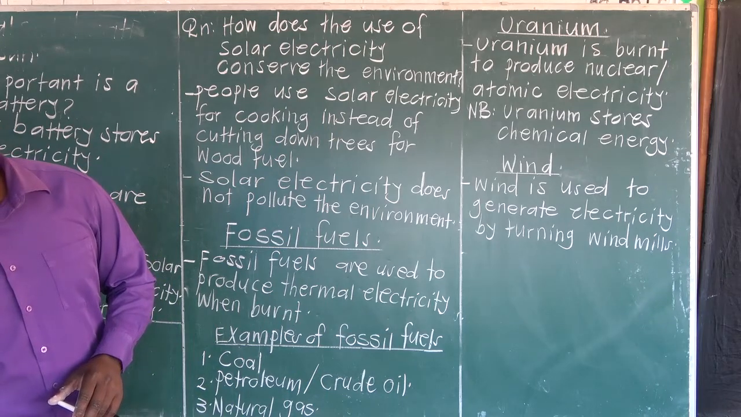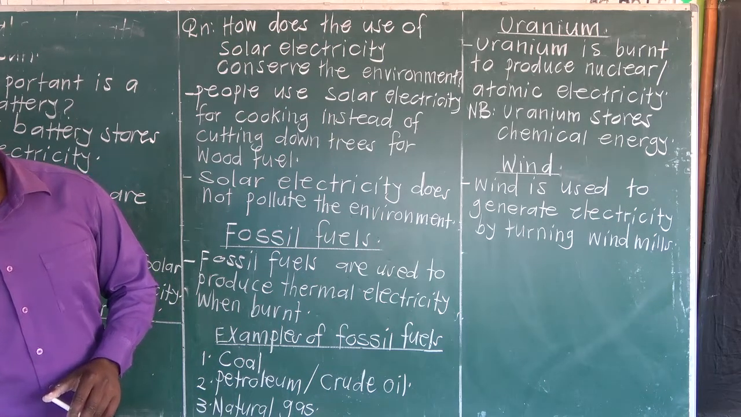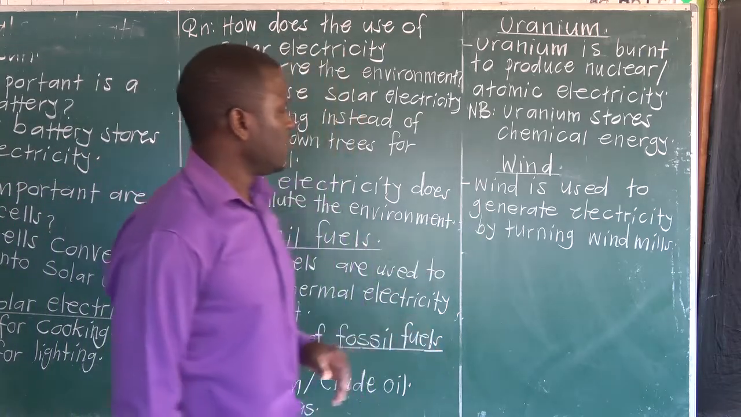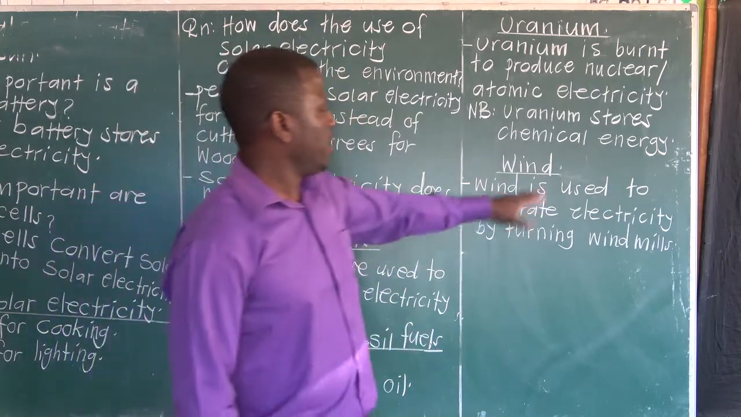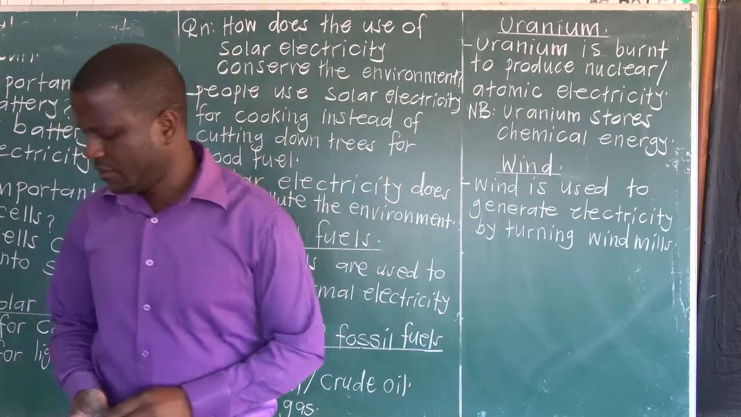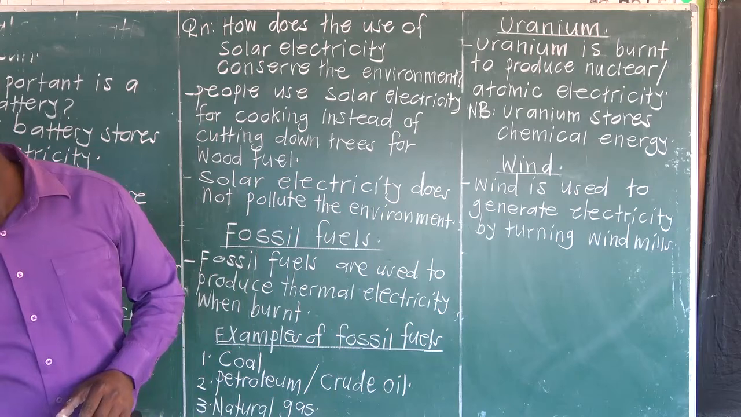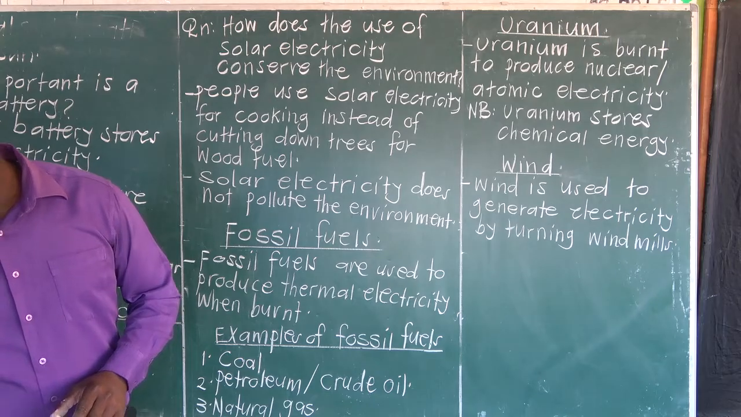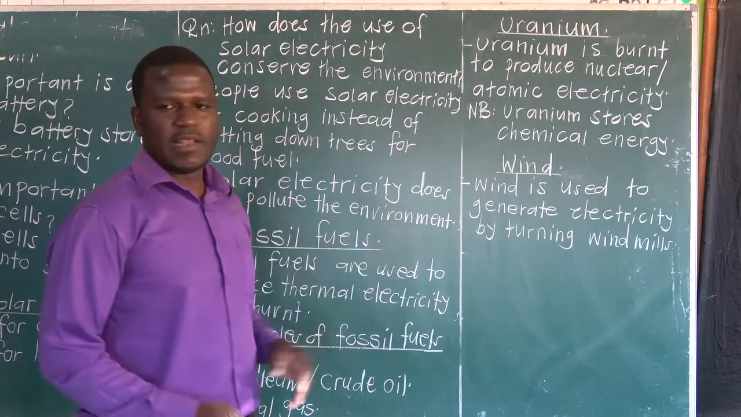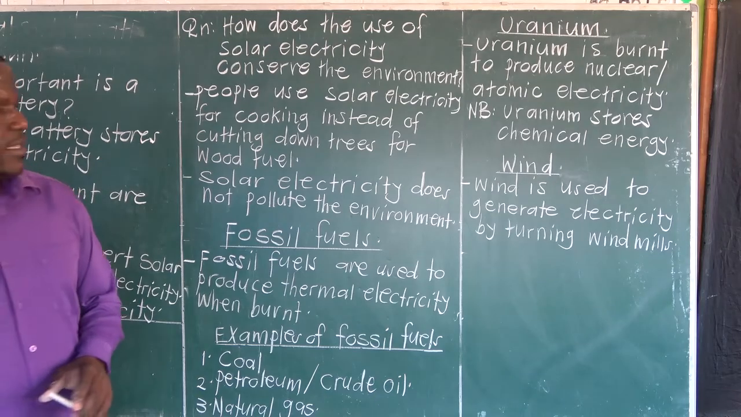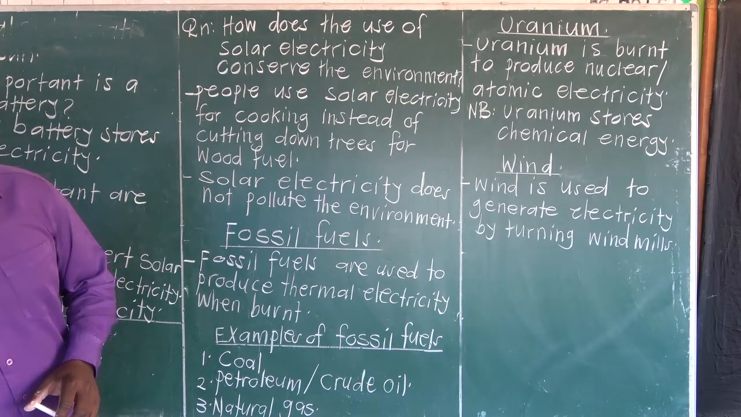In case you are asked how wind is used to generate electricity, you simply say wind turns windmills to generate electricity. There is an activity on page 15 about the lesson we have learned. Make sure you attempt that activity. In case you need any help, you can always get in touch with me.